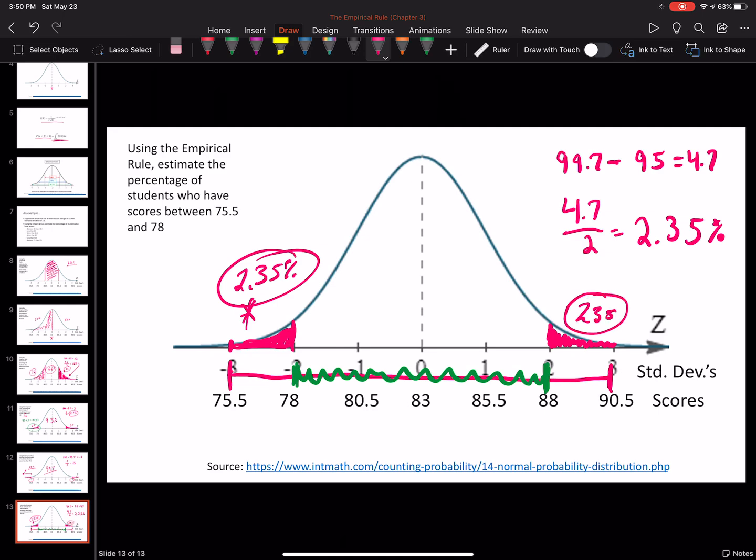But the one we're looking for here is between the 75.5 and the 78. So I hope this provides a little bit more clarity on using the empirical rule and adding and subtracting our areas and doing some manipulations. There are again other ways in which you could have approached some of these problems and considered the areas in question.